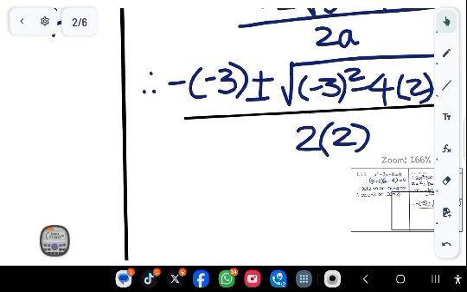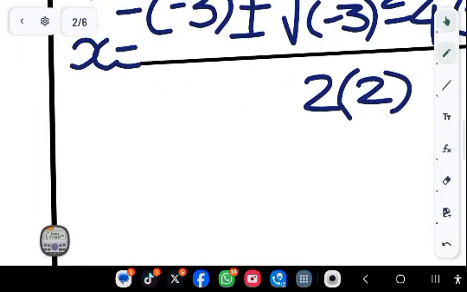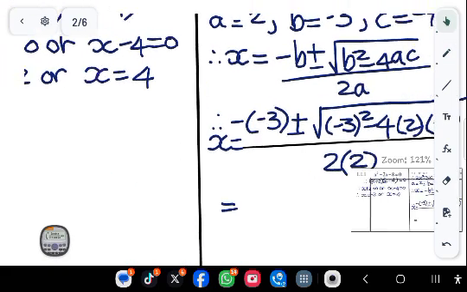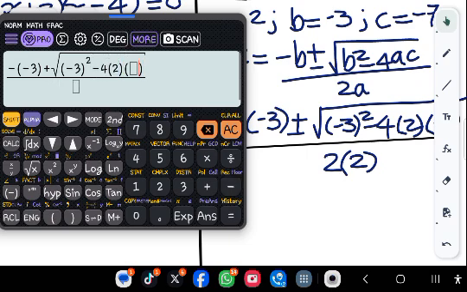Now take out a calculator. Some people make mistakes here, so don't make that mistake. Make sure that you use your calculator very well. Start with the common fraction button, then open bracket, minus open bracket, negative 3 close bracket, plus the square root of negative 3 all squared minus 4 open bracket 2 close bracket open bracket negative 7 close bracket, and now you go down to open bracket 2 close bracket, and you will get your answer.